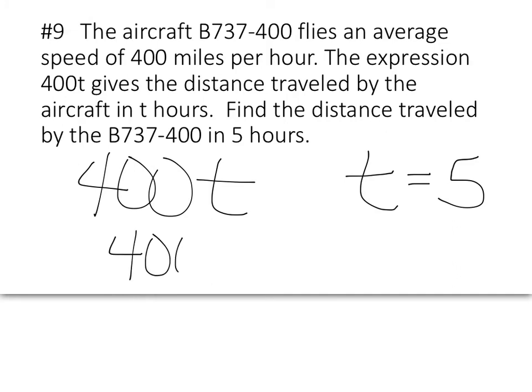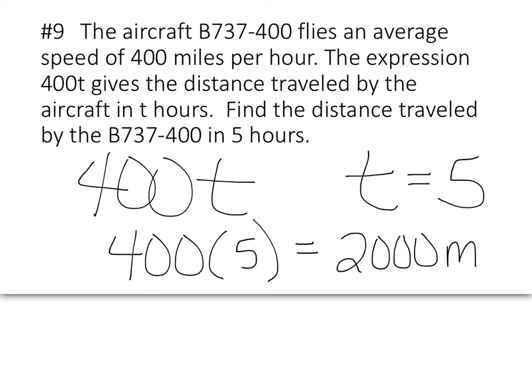So then you have 400 times 5. Now 400 times 5 is 2,000. So it'll be 2,000 miles.